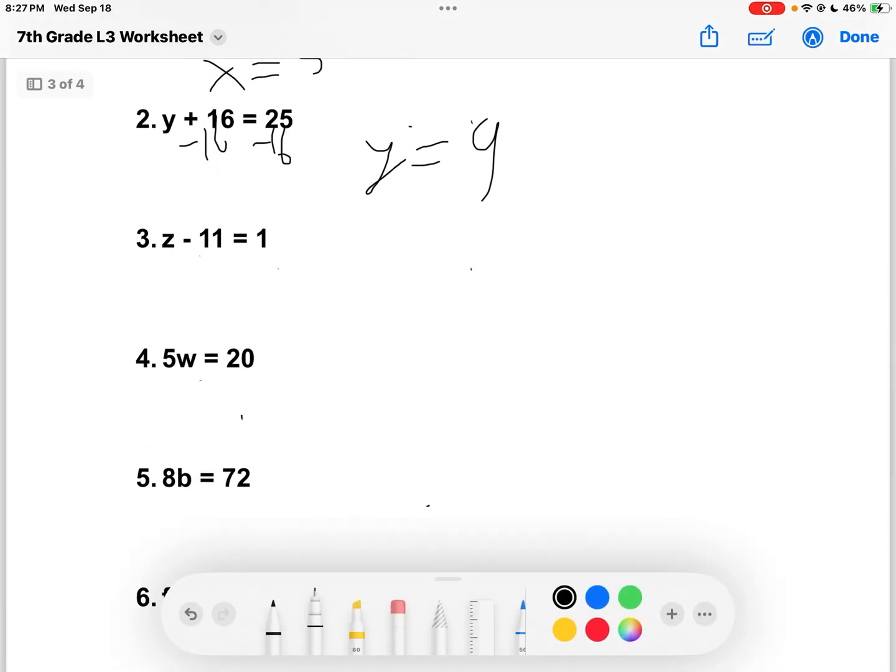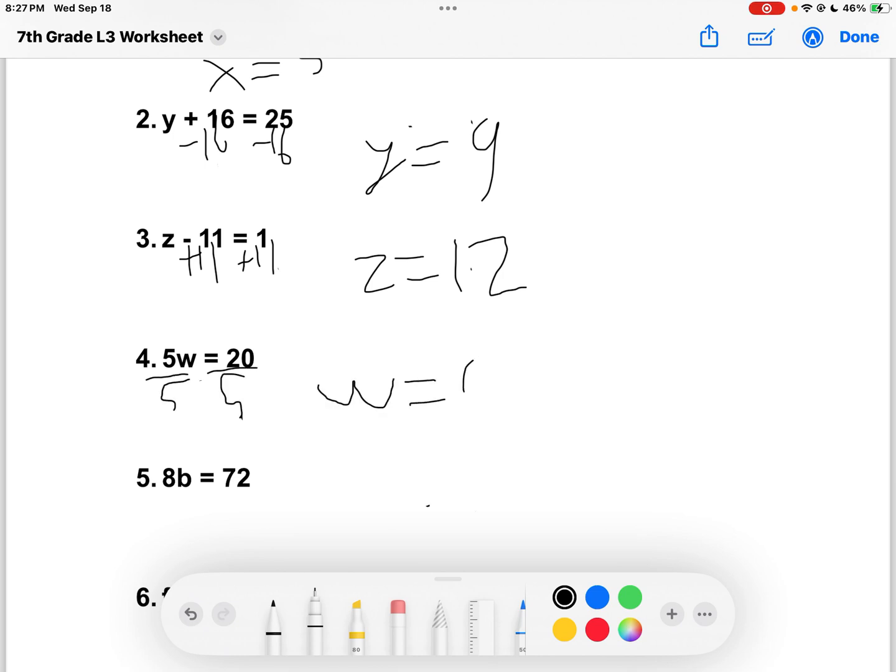Number 3, z minus 11 equals 1. You need to add 11 to both sides to get z equals 12. Number 4, there's no addition or subtraction, so we need to move on to the next step, which is multiplication and division. Over here is 5w, so in order to isolate the w, we need to divide by 5 to get w equals 4.